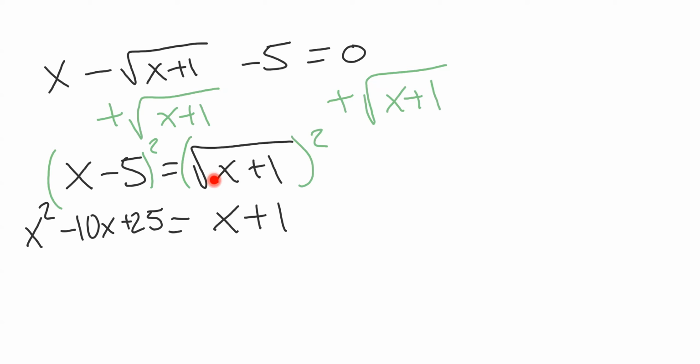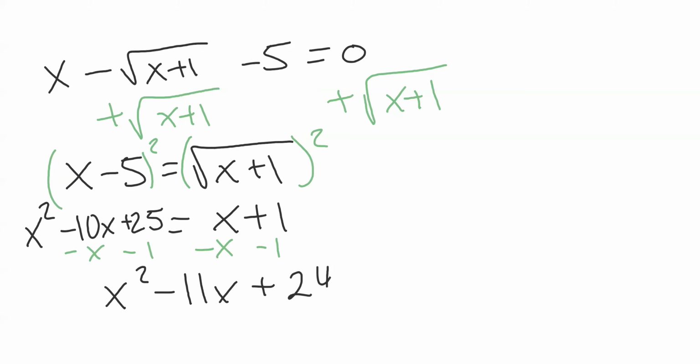Now, if we want to go to solving this guy, we're going to ask ourselves, gosh, is this in a perfect square form where we can square root it? No, not at all. So we're going to set it equal to 0 by moving our terms over. We're going to subtract x and subtract 1 from both sides. And now we've got x squared minus 11x plus 24 is equal to 0. Okay. And let's move that all over here.